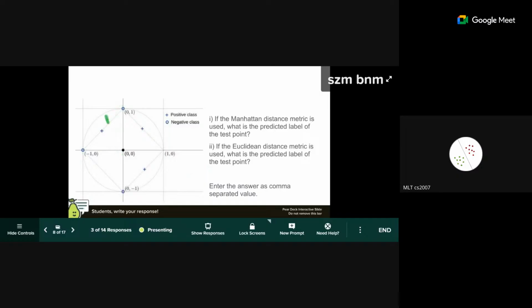If you calculate the distance of this from this, it will be Manhattan. Again this is 1, and again this is 1. Both are the same. Even this distance is 1, even this distance is 1, so you can take any one. You can take either of them in that case.